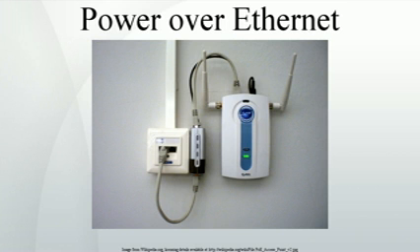Since only 2 of the 4 pairs are needed for 10-T or 100-TX, power may be transmitted on the unused conductors of a cable. In the IEEE standards, this is referred to as alternative B.